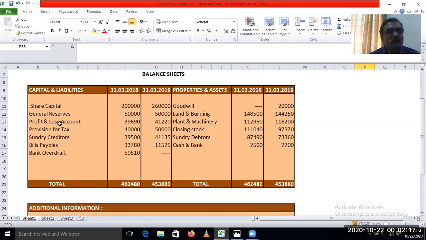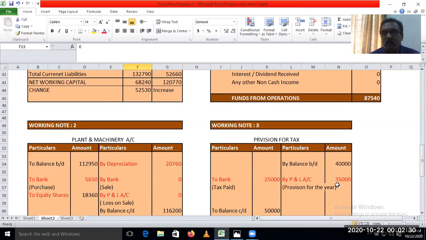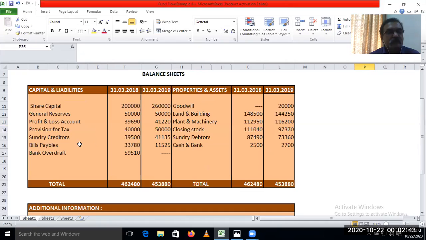Again, go to the balance sheet. General reserve, profit and loss account, we have considered in funds from operations. Provision for tax. For provision for tax, we have opened a separate account in a working note. Out of this, we have added this as a provision for the year in funds from operation. And this amount we have to write as tax paid, which we have already recorded in our funds flow statement. That is over. Then sundry creditors, bills payable, and bank overdraft are a part of the change in working capital statement. That is also over. Come to the asset side.